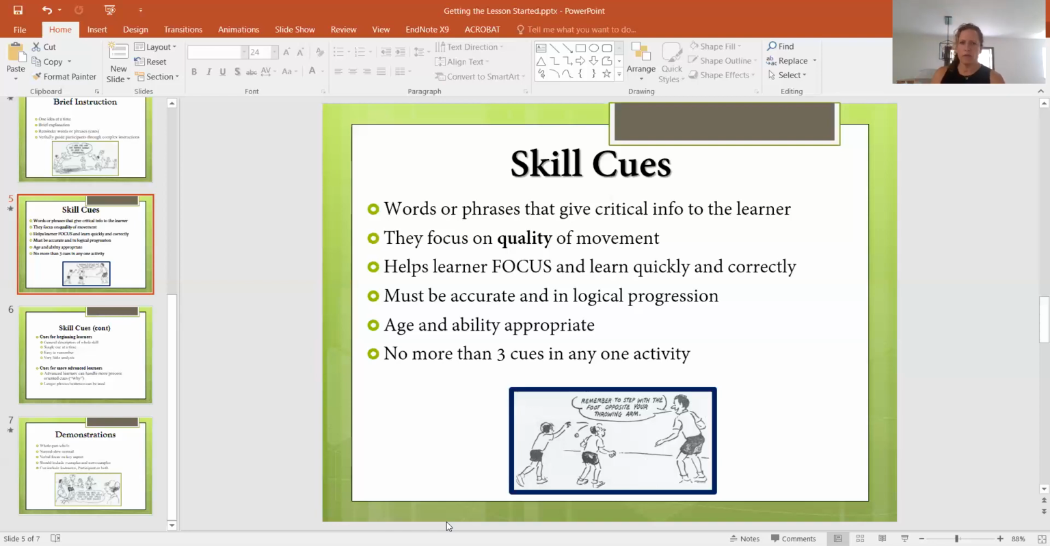Almost ever, no more than 3 cues in any one activity, especially if they're beginners, and especially if they're longer, because you are learning something. It is difficult to remember a lot of things during learning.